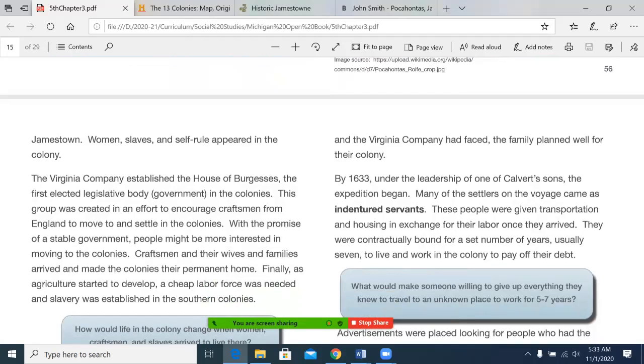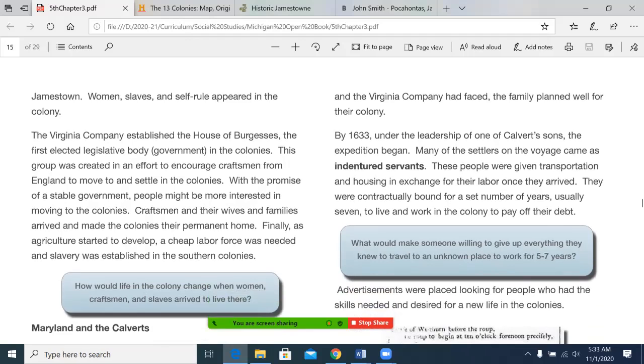This group was created in an effort to encourage craftsmen from England to move to and settle in the colonies. With the promise of a stable government, people might be more interested in moving to the colonies. Craftsmen and their wives and families arrived and made the colonies their permanent home. Finally, as agriculture started to develop, a cheap labor force was needed and slavery was established in the southern colonies.